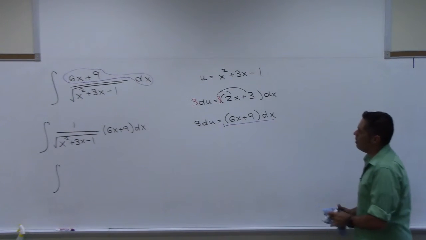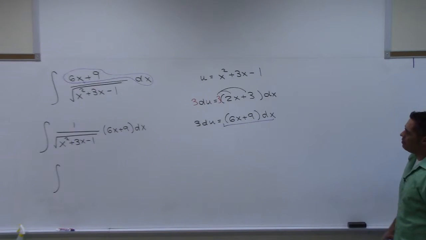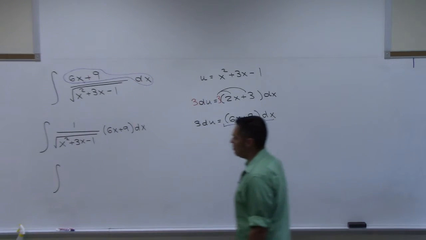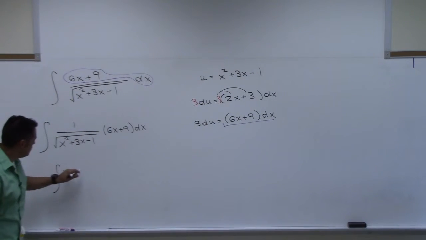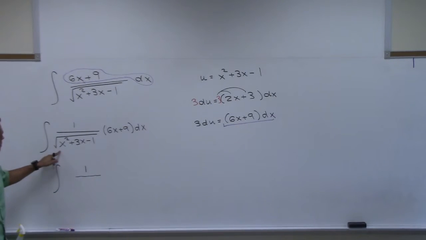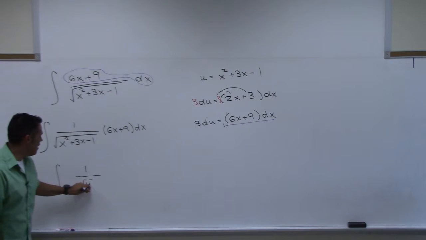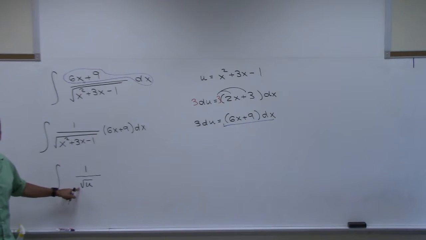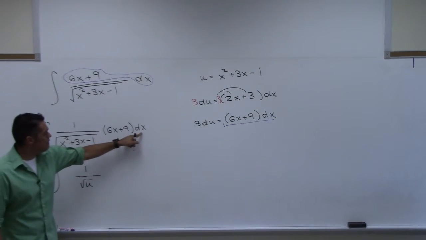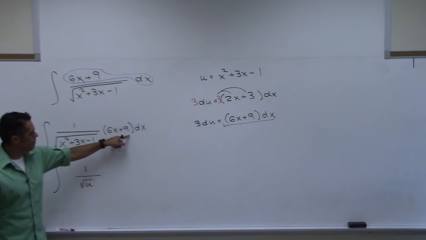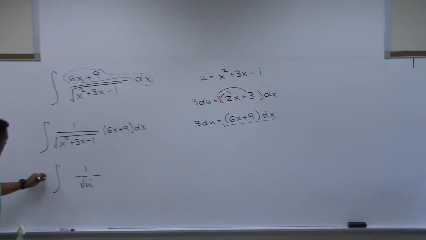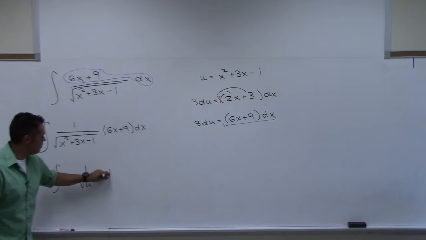all right, so let's keep going here. I want to rewrite the problem. So this is going to become 1, right, over what? Square root of u. And Jace was asking about what are we going to do with that square root, right? I'm going to deal with it in a second. What does this become? 3 du.